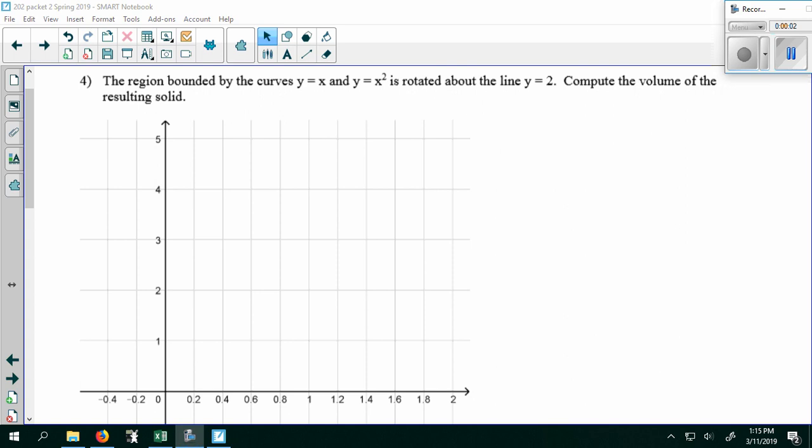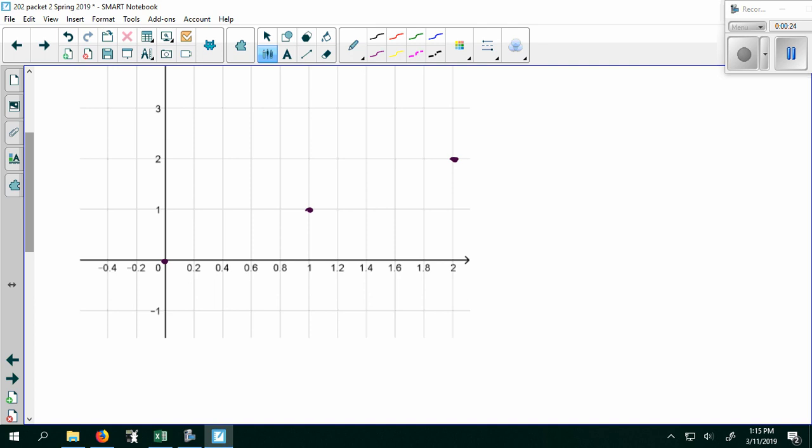All right, I'm trying to find the volume of the region bounded by the curves y equals x and y equals x squared when that region is rotated about the line y equals 2. So y equals x, we've got (0, 0), (1, 1), (2, 2). Connect those points.